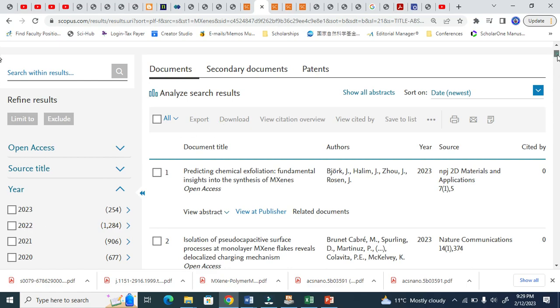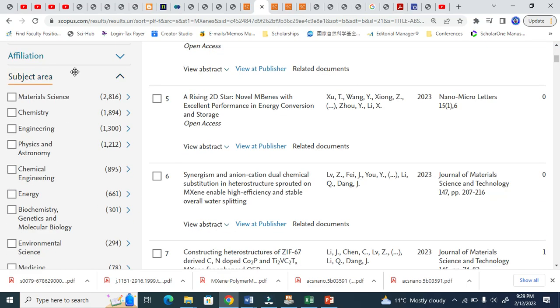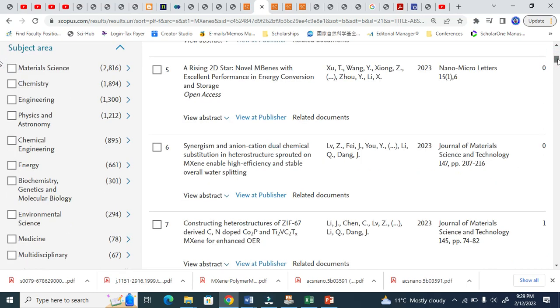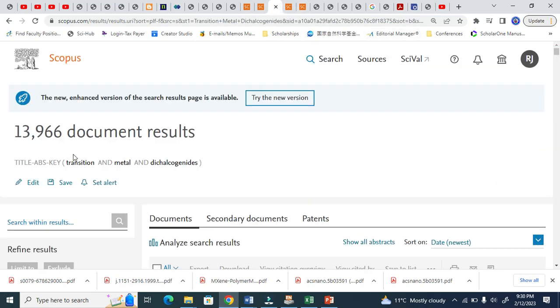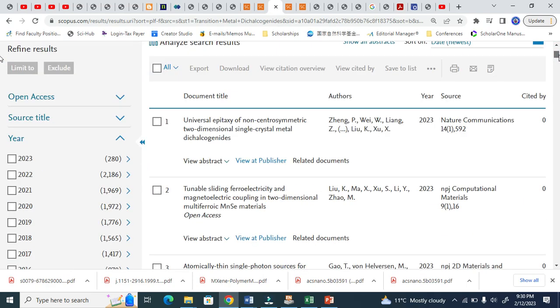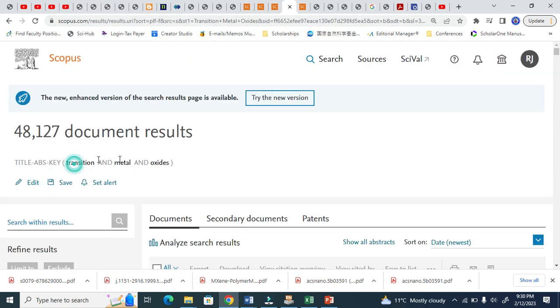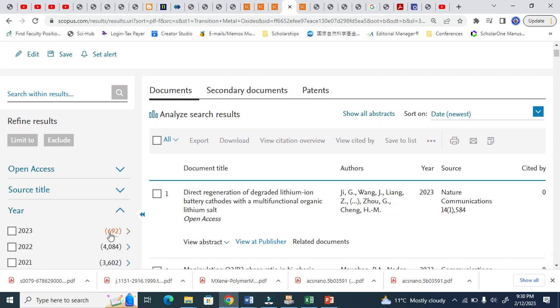You see here, and if you look at the subject area, it is dominated by every field. The third one is basically the transition metal dichalcogenides, and this field is also growing. You see here in 2021, this number of documents, in 2022 the number increased. The fourth one is transition metal oxide. This field is also growing. You see here in 2021, 3,000 documents, and in 2022 it reached 4,000.